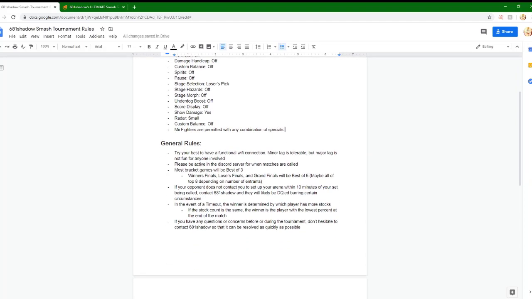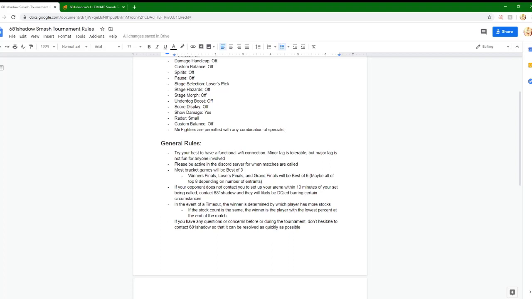Okay, so just some general rules now. Definitely try your best to have a functional Wi-Fi connection, because I'm not going to mandate that you have to have a LAN adapter for a tournament like this, especially with no cash prize. But we had a couple situations last tournament where there were some pretty laggy matches, and watching a laggy match and playing a laggy match just isn't fun for anyone involved. So try your best to have workable Wi-Fi. If it's functional and just a little bit of input lag, it's fine. But if there's a lot of lag, then that's not going to be fun for everyone.